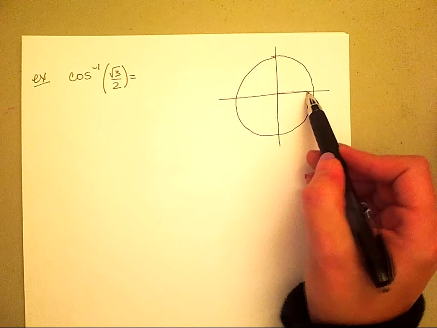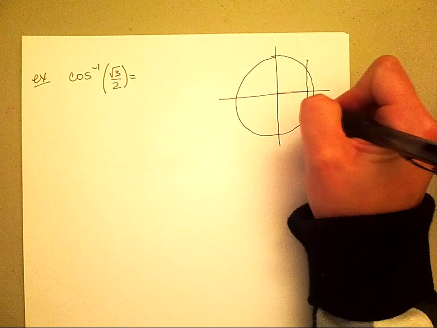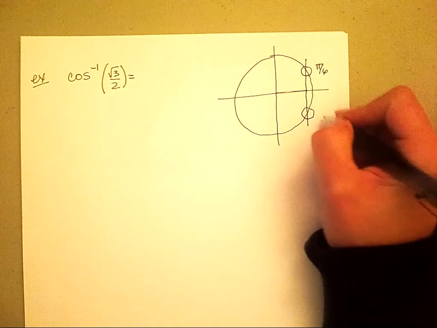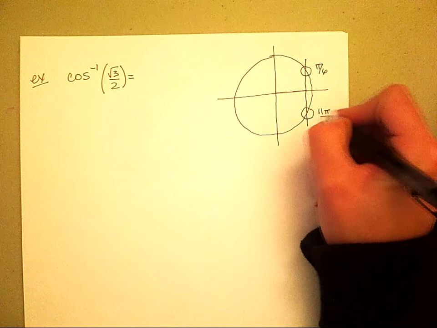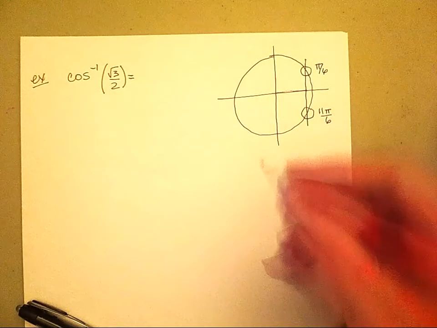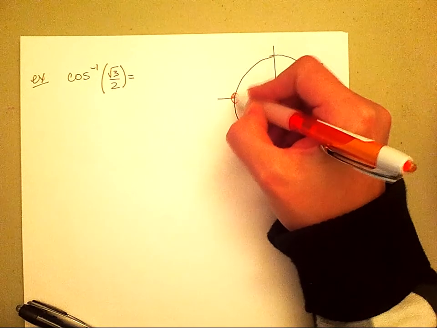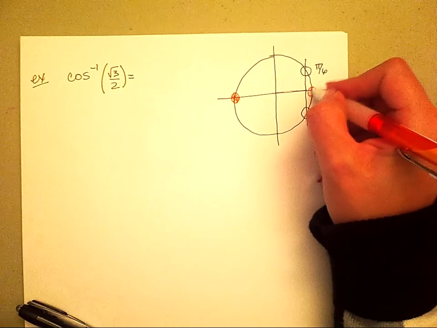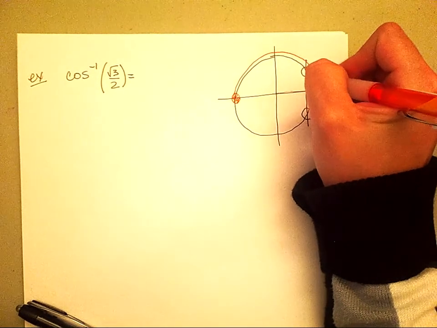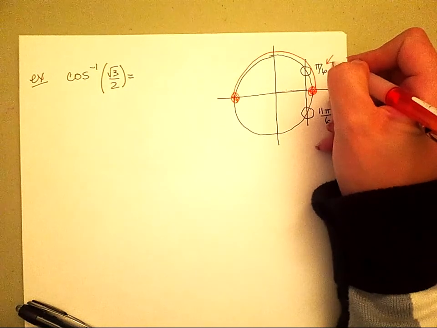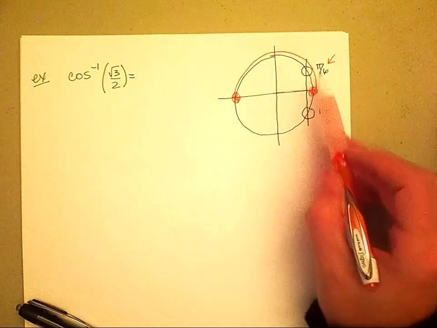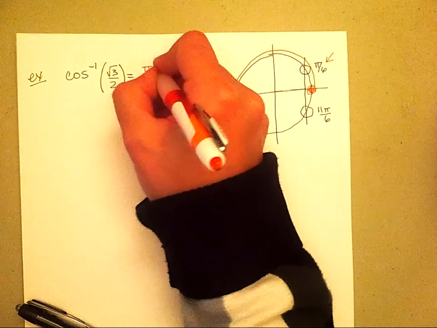Where the cosine is equal to square root of 3 over 2 happens twice in one looping: here at pi over 6 and here at 11 pi over 6. Now I remember to pick which one I'm going to use. Here are the restrictions of inverse cosine. From there, it's very clear that the angle in this range is pi over 6.